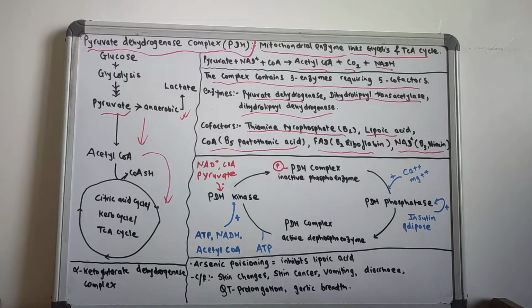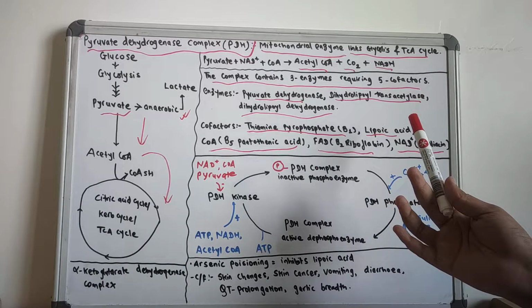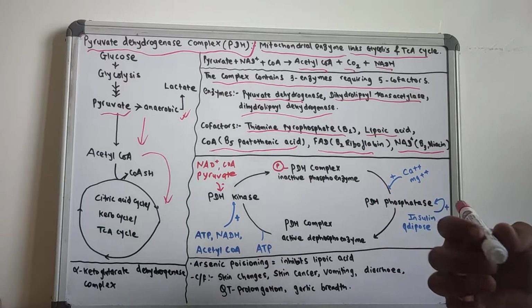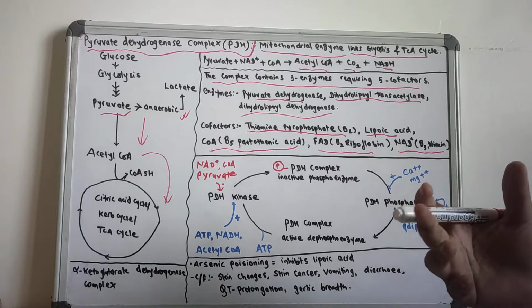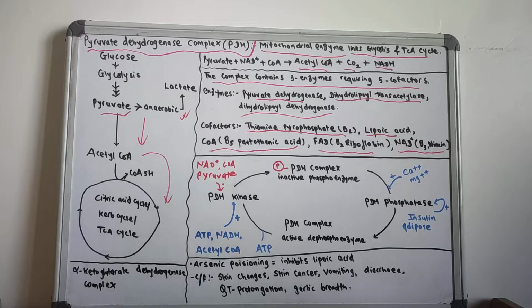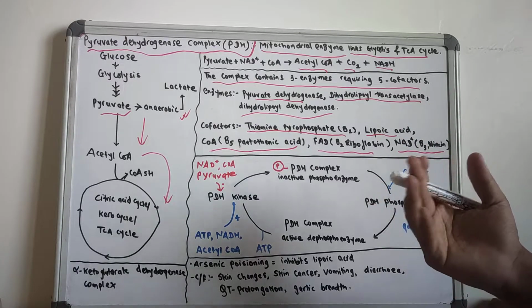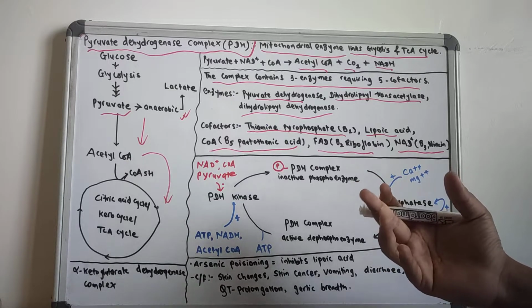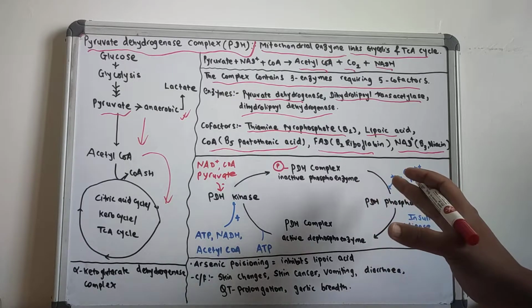You have to know these 5 cofactors because these are very important cofactors that help to do the reaction of the pyruvate dehydrogenase complex. I'm again going to repeat. These are the thiamine pyrophosphate, lipoic acid, CoA, FAD, and NAD+. These are the 5 cofactors.